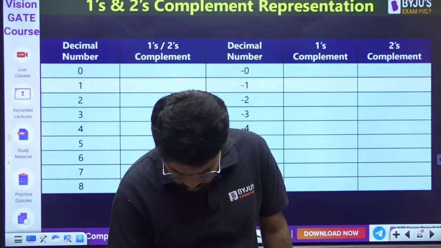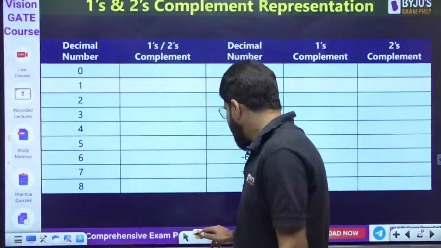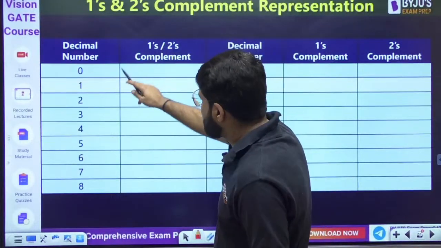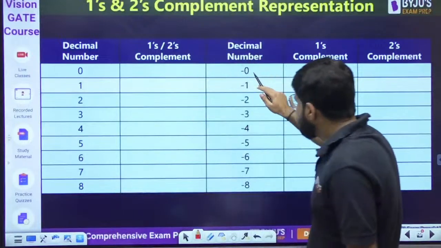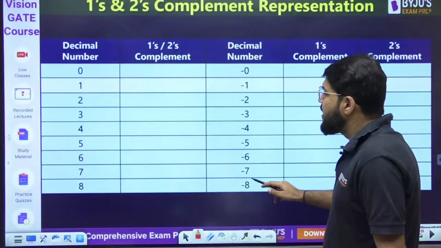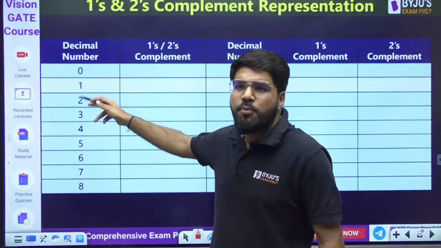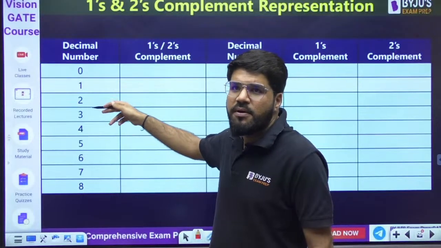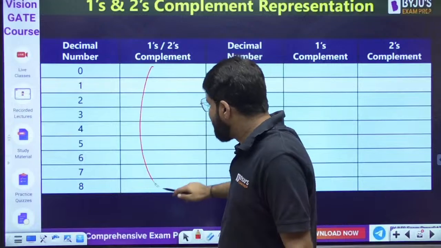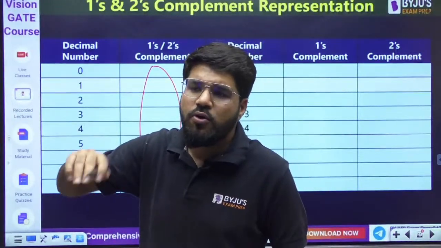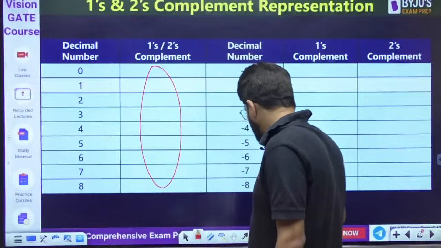There is some activity we want to do here. Okay, let's do that activity. Decimal numbers 0, 1, 2, 3, 4, 5, 6, 7, 8, minus 0, minus 1, minus 2, etc., up to minus 8. The first side I have taken the positive numbers. If it is a positive number, it is stored directly in the binary form, na? Then neither 1's complement nor 2's complement, kuch bhi lene ki zarurat nahi hai. Okay.